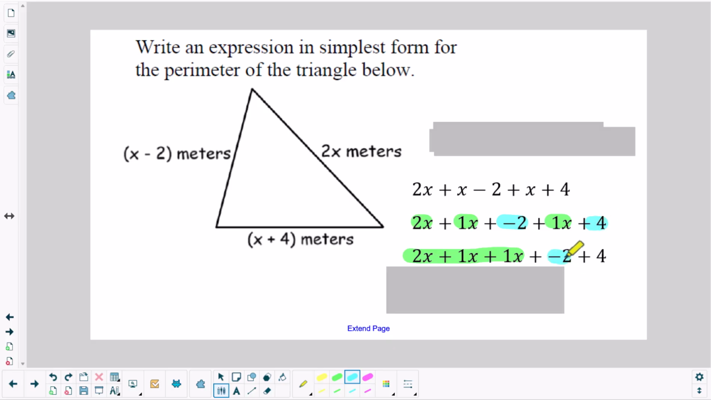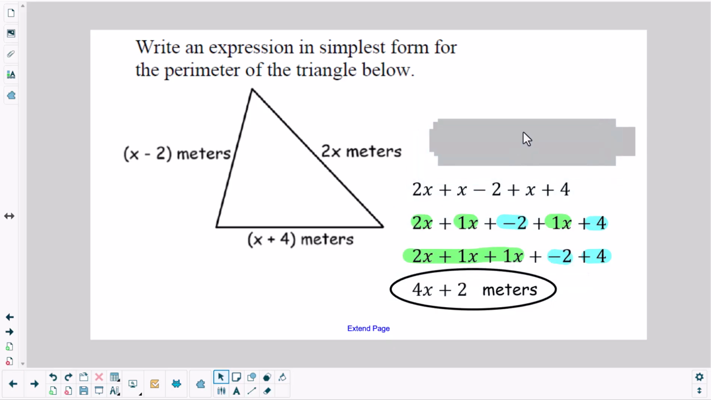side by side. Again, I want to remind you that we want to make sure to rewrite everything as addition first before we start to move those terms around. 2x plus 1x is 4x. Negative 2 plus 4 is 2. So our solution here, it looks kind of weird, it's algebraic. We get 4x plus 2 meters.